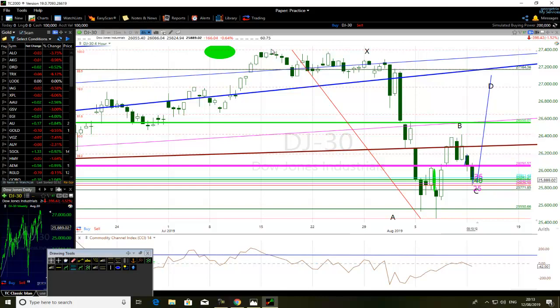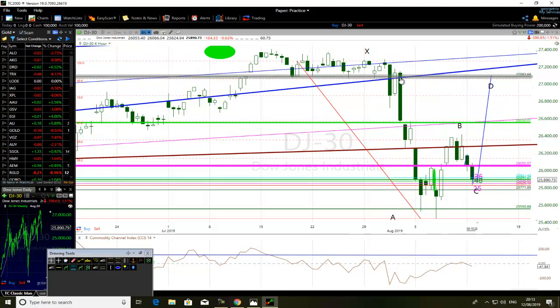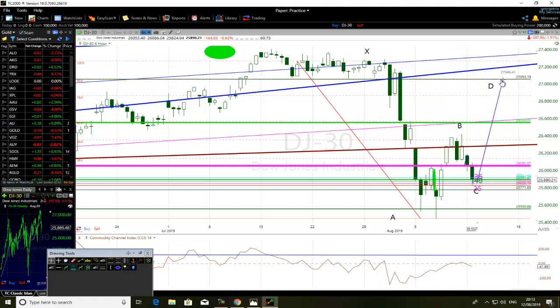If I put my drawing from here, but I'm a bit reluctant to put it there. So that's the 88.6%. But personally, I don't want to put it there. Some traders will put it there. I prefer to put it here. So in that case, my target for point D will be here, right there at 27053.